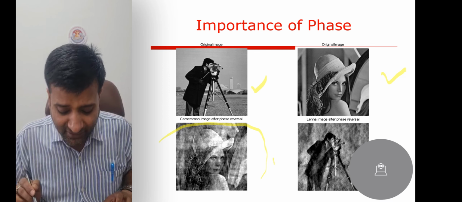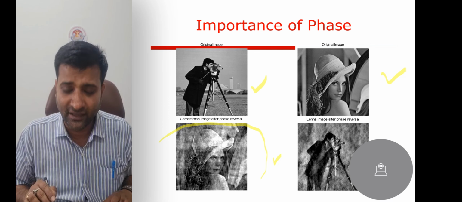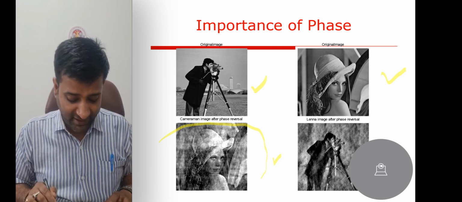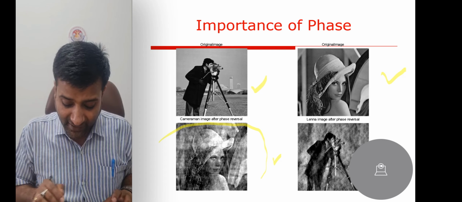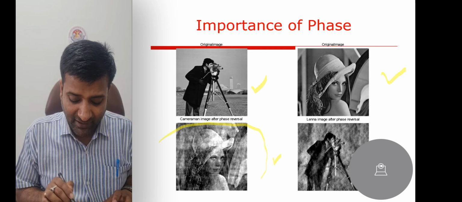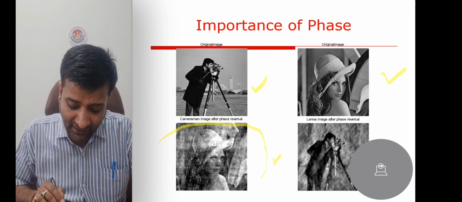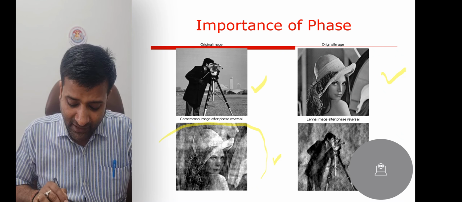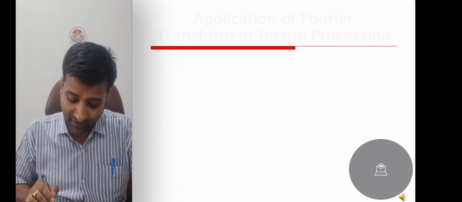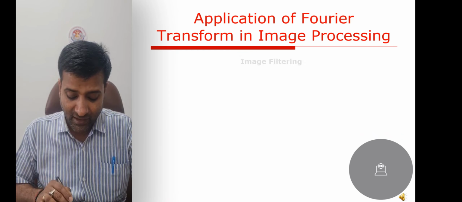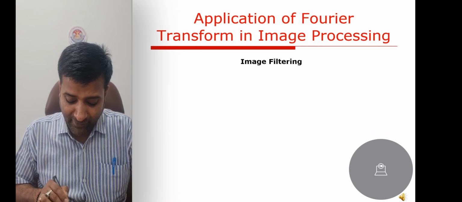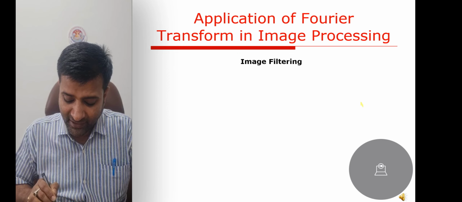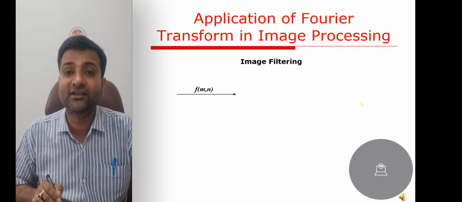Another application of the Fourier transform in image processing, one of the most important, is image filtering. Here we take the input image f(m,n), the transfer function is h(m,n), and the output is g(m,n). f(m,n) is the input image, h(m,n) is the impulse response of the filter, and g(m,n) is the output image.